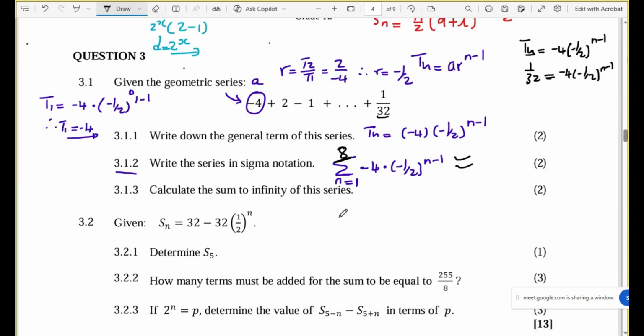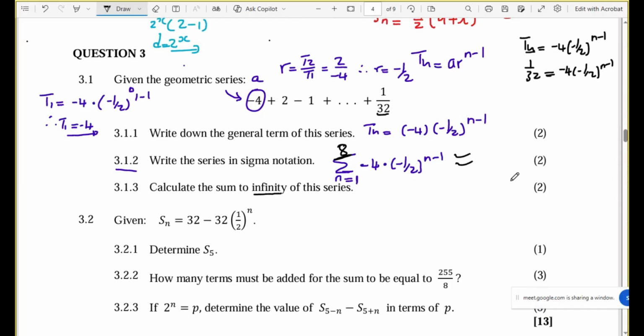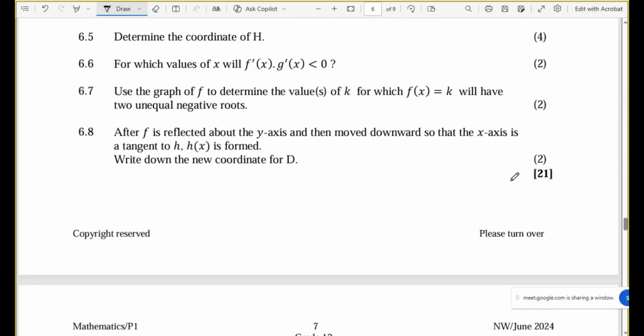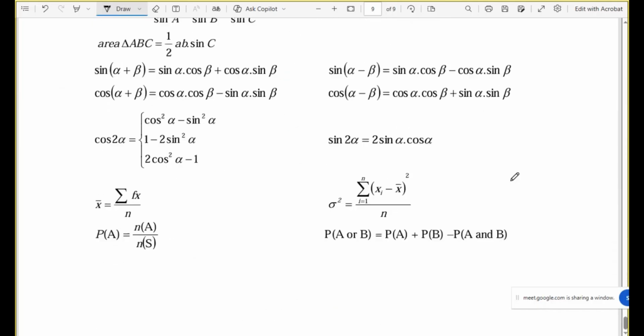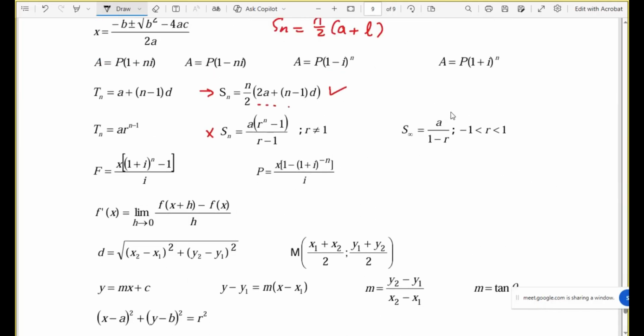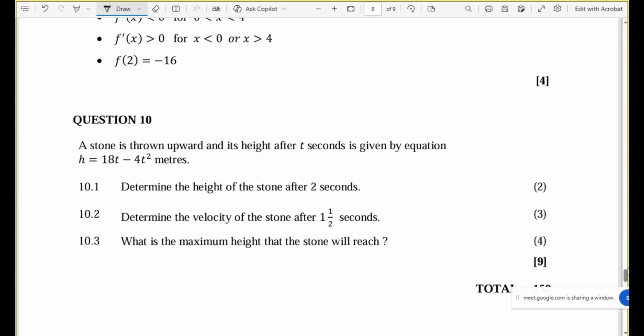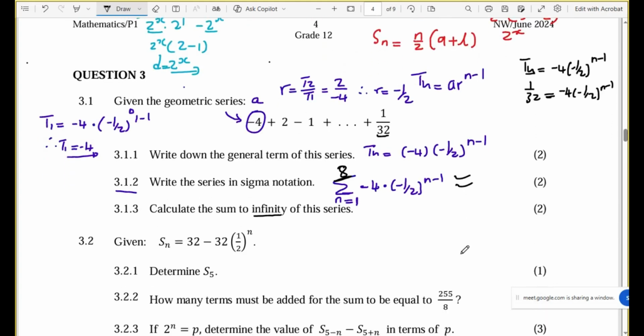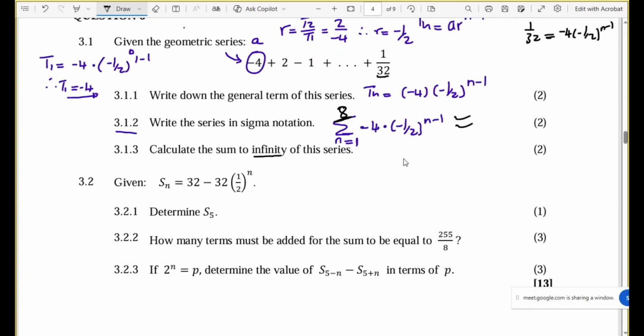Guys, you still with me? Yes, sir. Find the sum to infinity. So you go to your formula sheet, you get that infinity formula. Sum to infinity, that's the formula a over 1 minus r. So I'll definitely go back and substitute everything from that formula. So to answer this 3.1.3, the sum to infinity is a over 1 minus r.